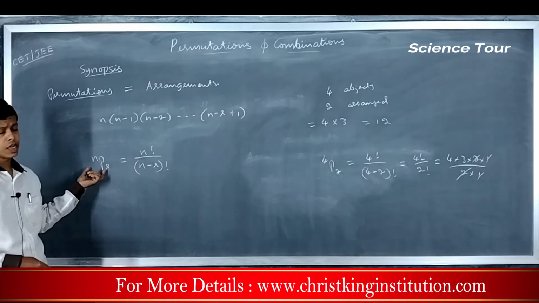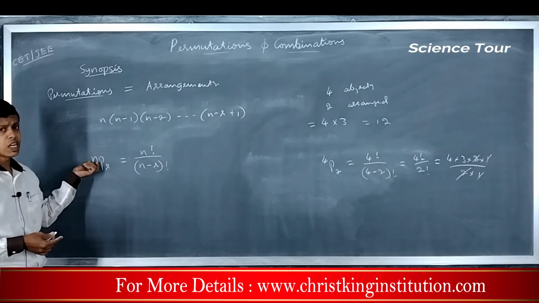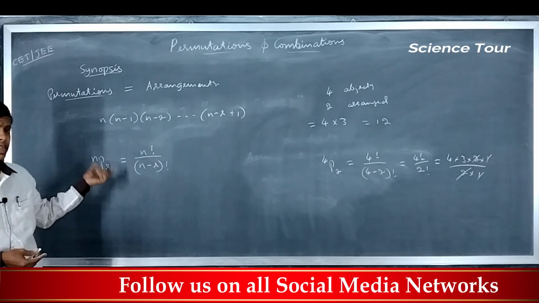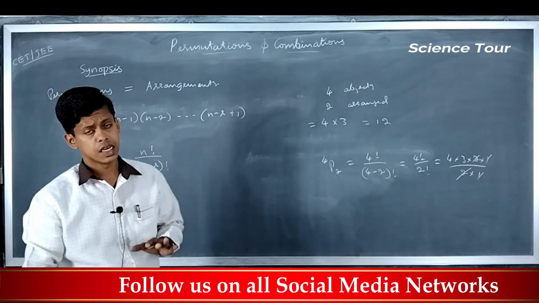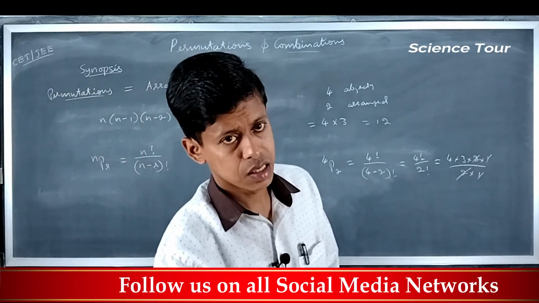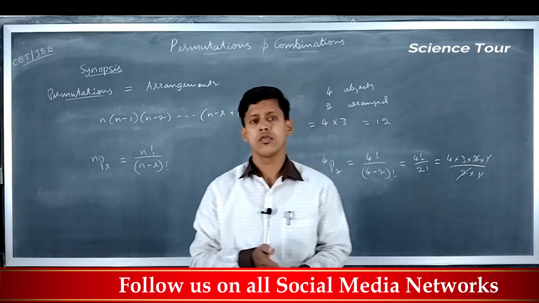So when repetition is not allowed, what is the number of ways of arranging n objects taking r at a time? nPr. If repetition is allowed, then it is n raised to r, and that's the basic difference you have to keep in mind. So that's it for today's class.